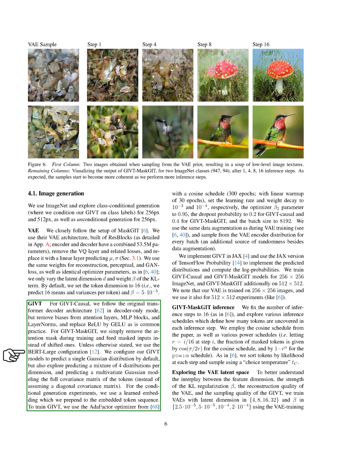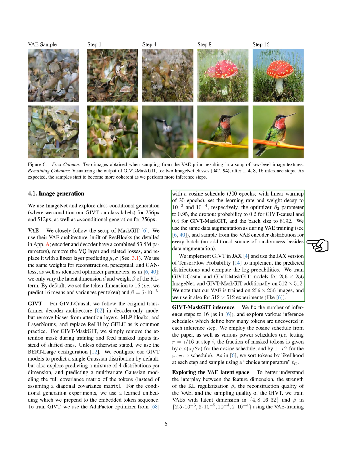For the conditional generation experiments, we've used a learned embedding which we prepend to the embedded token sequence. To train GIVT, we've used the Adafactor optimizer with a cosine schedule, set the learning rate and weight decay to 0.001 and 0.0001 respectively, the optimizer's second momentum term to 0.95, the dropout probability to 0.2 for GIVT causal and 0.4 for GIVT MaskGIT, and the batch size to 8,192. We've used the same data augmentation as during VAE training, and sampled from the VAE encoder distribution for every batch.